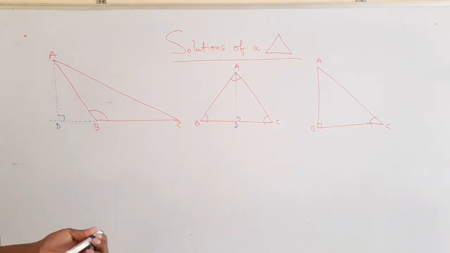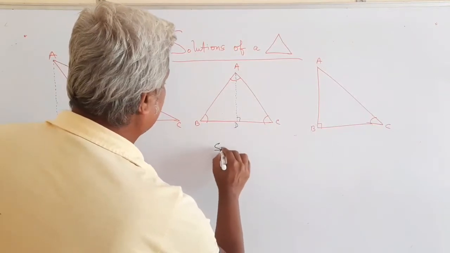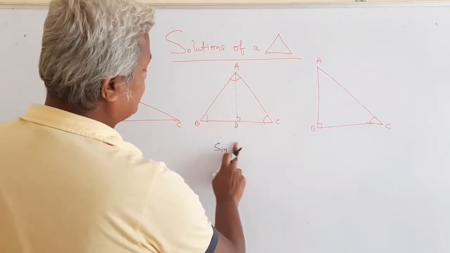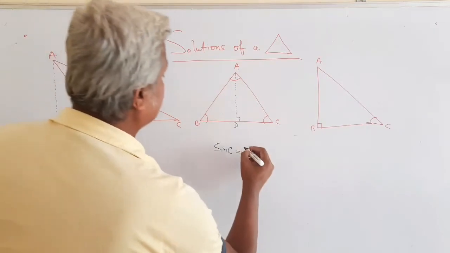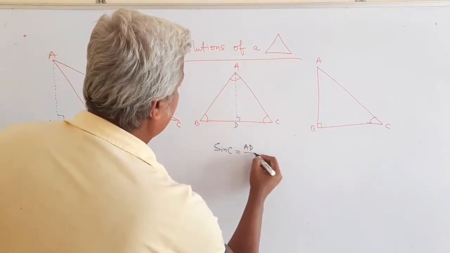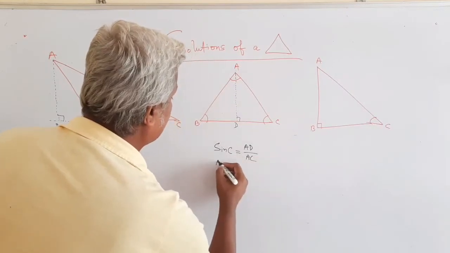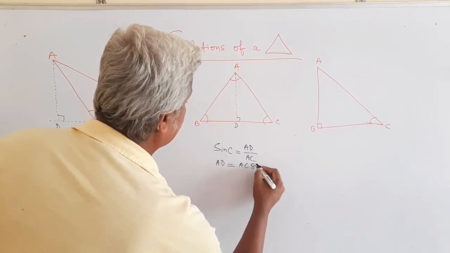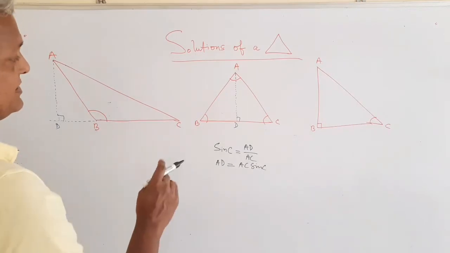Now I simply apply the T ratios. Here in this triangle I say sine of C, sine C. We don't need the bracket, though sometimes we can write the bracket also. Sine C is opposite, which is AD, upon the hypotenuse, that is AC. So we get AD equals AC sine C.